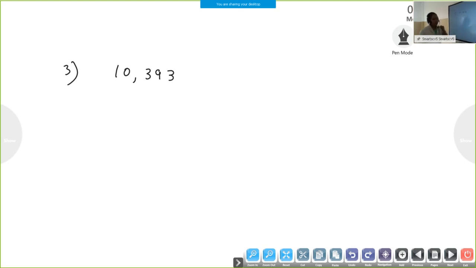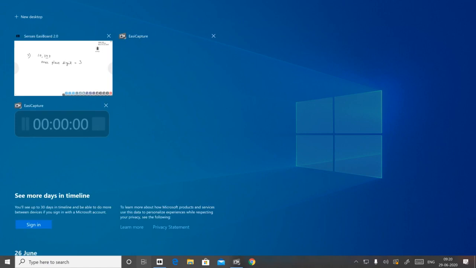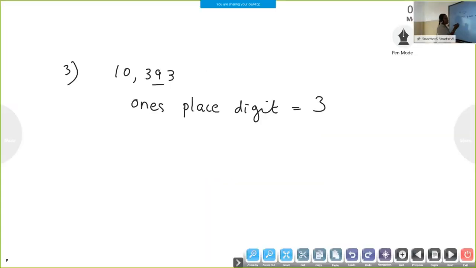Since we have to round off to the nearest 10, identify the digit. The first step is to underline the digit in the tens place. Just underline the digit in the tens place. Then after that, what do we have to do? Identify the digit in the ones place. Which is the digit in the ones place? It is 3.